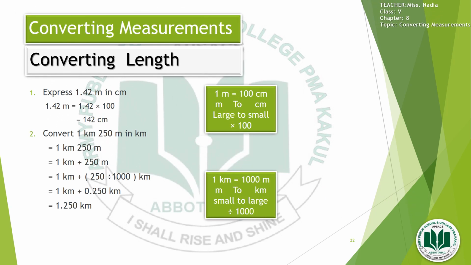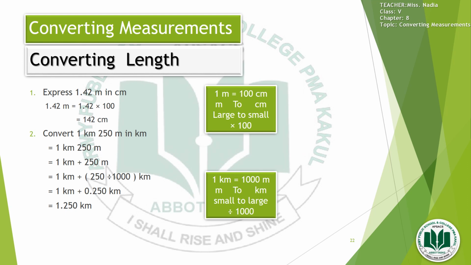Here we have done some examples to convert the length. In the first example, we will convert 1.42 meter into centimeter. So we have to convert meter to centimeter. Meter is large and centimeter is small. It is large to small. And 1 meter is 100 centimeter. So we will multiply 1.42 by 100. Just move the decimal point 2 places to the right. So 1.42 meter is equal to 142 centimeter.